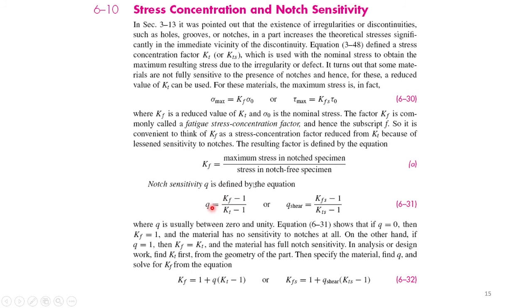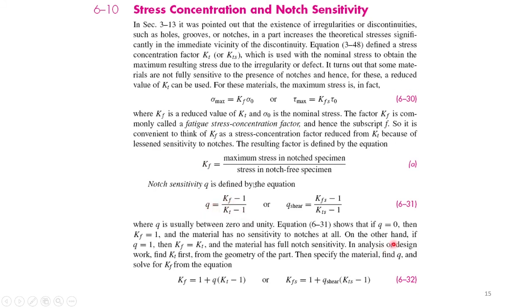طيب the extreme case حاجة بعيدة خالص على اللي احنا لسه قايلين ان انا عندي material very tough and very ductile, which means that it's not really affected by the presence of these notches. الماتيريال مش متأثرة قوي بوجود هذه النوتشز فيها. This means that KF will be equal to 1. Okay? يعني ايه؟ يعني ال stresses in notch specimens هي نفسها ال stresses in notch free specimens. فكأن عندي material لا تشعر بوجود هذه النوتشز. So if you substitute KF equal to 1 in this equation, the notch sensitivity will be equal to 0.